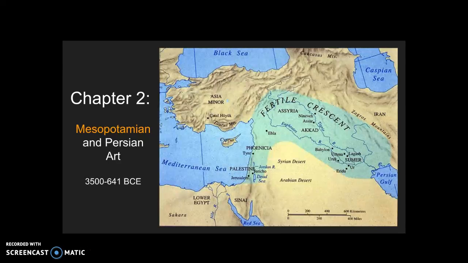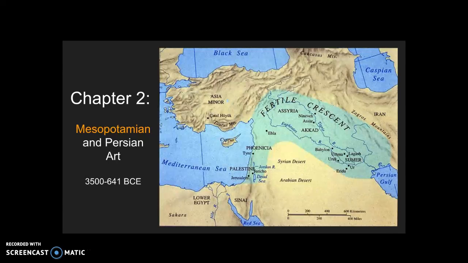We are beginning content area 2. This includes quite a bit of information, so we're breaking it down into chapters. We just finished, as you know, with chapter 1 and the prehistoric content area, which is content area 1. So, chapter 2 deals with Mesopotamia and Persian art. It's between 3500 and 641 BCE.